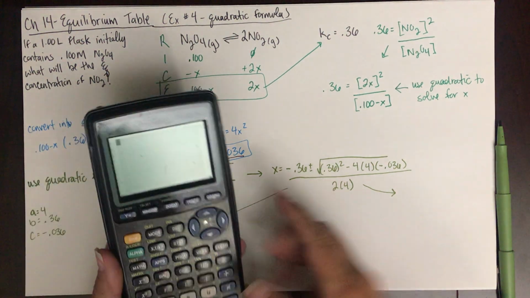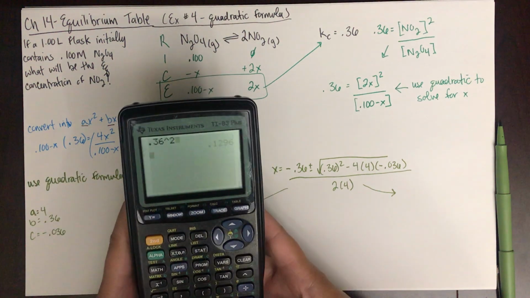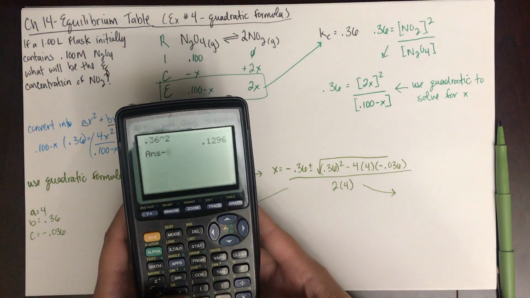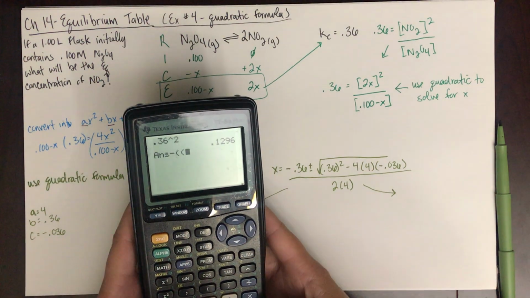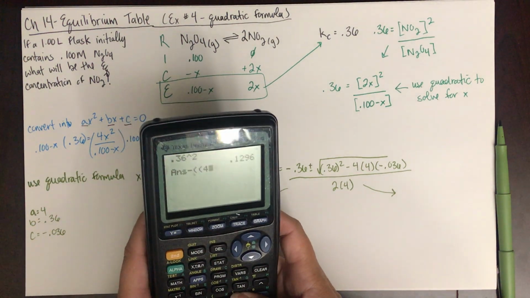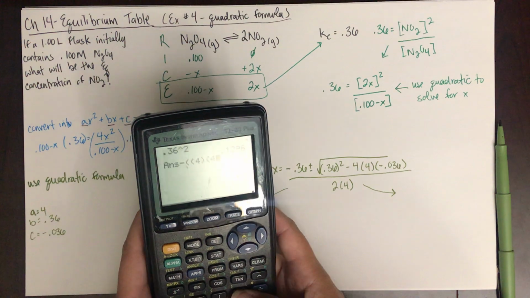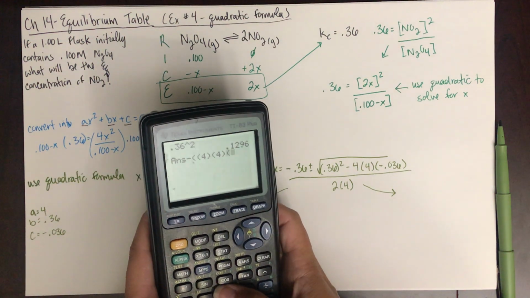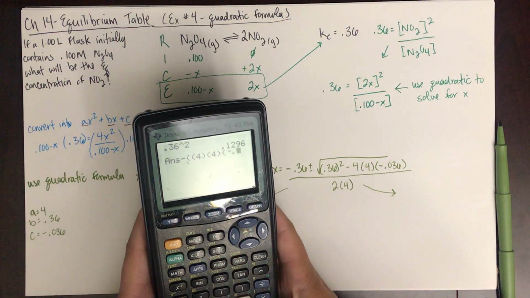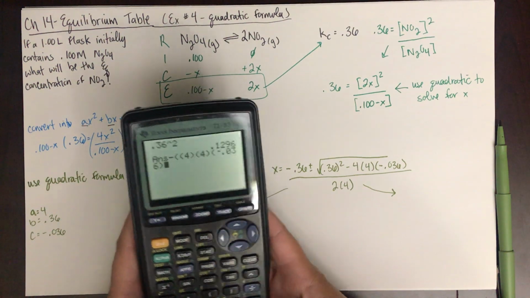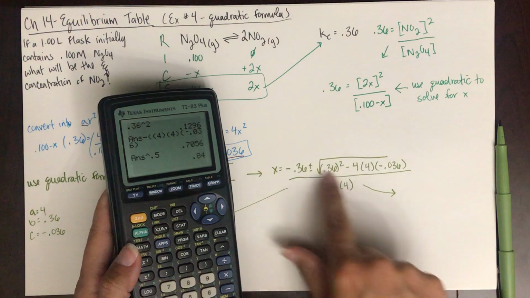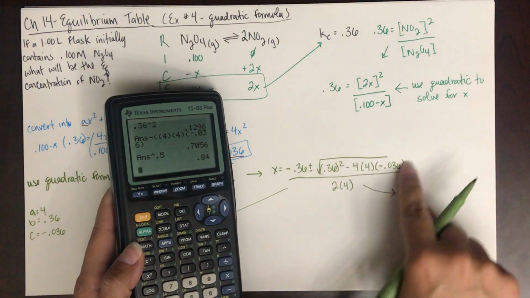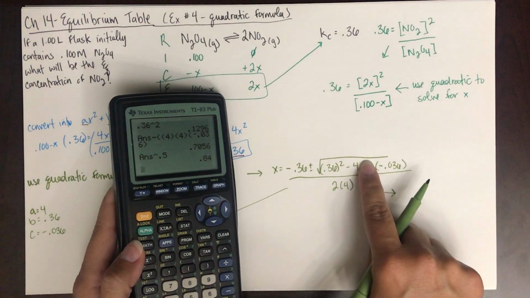I did something wrong here. 0.36 squared minus 4 times 4 times negative 0.036, square root. That's right. So this term here underneath the square root is 0.84.